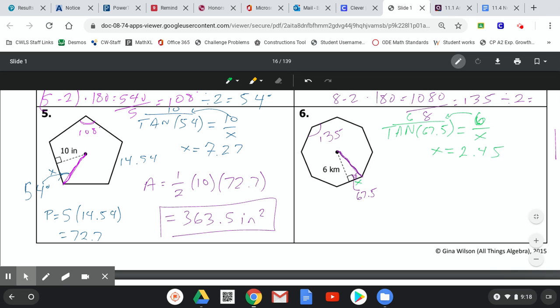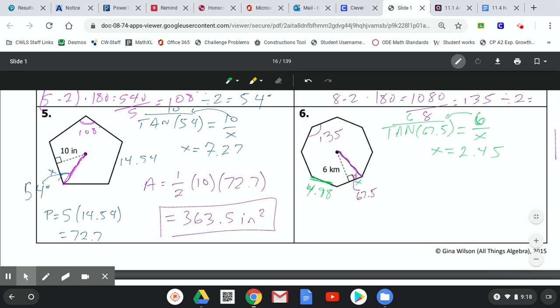Now, is that the length of the whole side? You should all be saying, no, Mr. Elling, it's not the length of the whole side. There you go, guys. Great job. All right, so the whole length is going to be double that, which is 4.98. All right, 4.98. Now, how do we find the perimeter? Because that's what we're looking for.